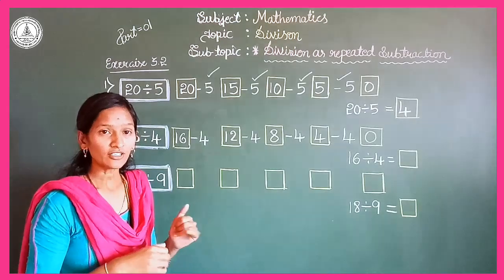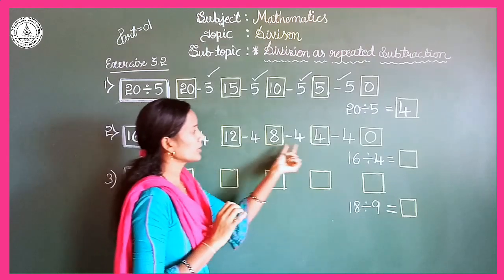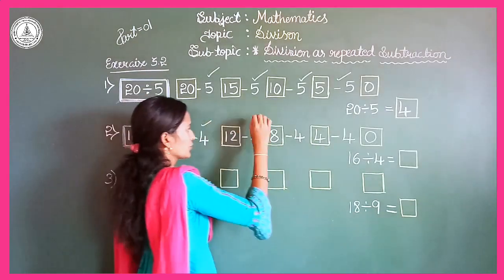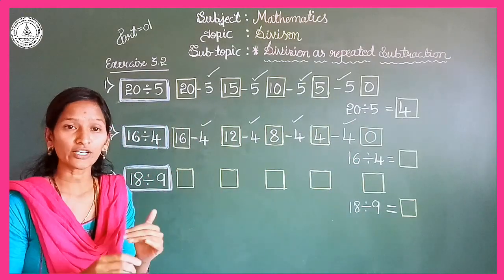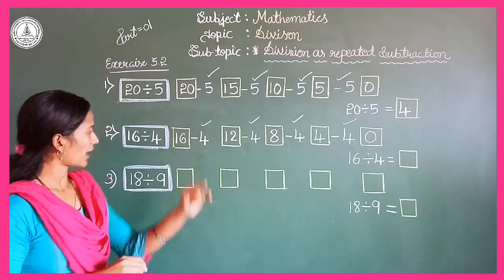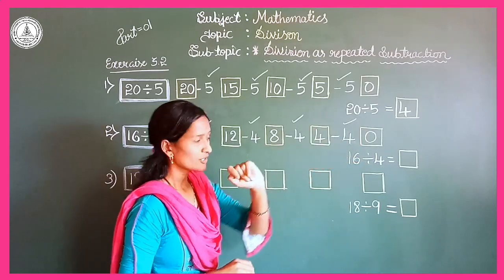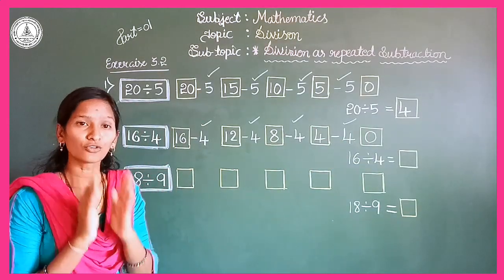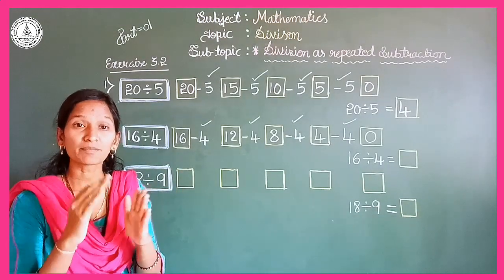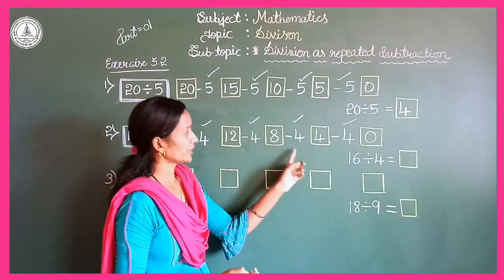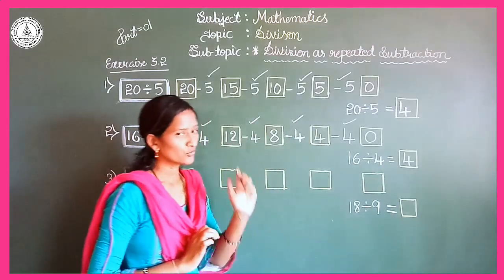So what do you observe here? In this problem we subtract the number 4 how many times? 1, 2, 3, 4. So here also the number 4 is subtracted 4 times from 16 and we get 0 at last. Right? So what is the answer? Here 4 is the answer. The 4 is the number of times it is subtracted. It is subtracted 4 times. Right? So 16 divided by 4 is equal to 4.